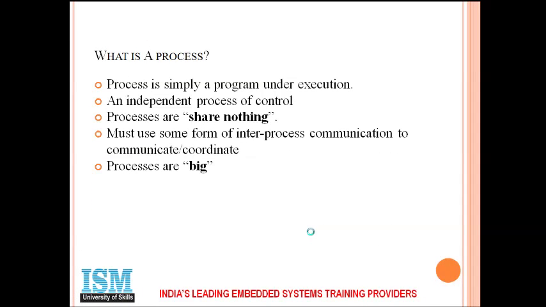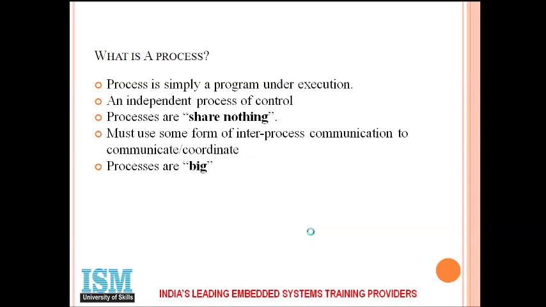A process is simply a program under execution or an independent process of control. So in your computer system, whatever you are doing, it is going to internally create a process. For example, when you open an application, it is going to create one process. When you are clicking on some icons, it is also creating a process inside your system. So it is nothing but a program under execution, and processes will not share anything.